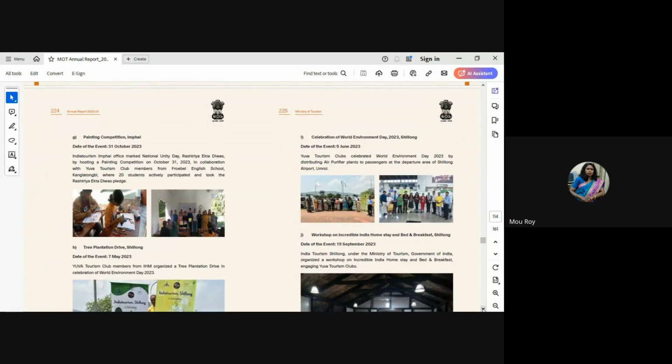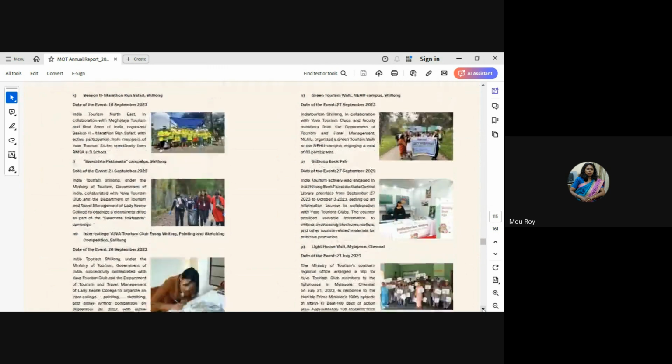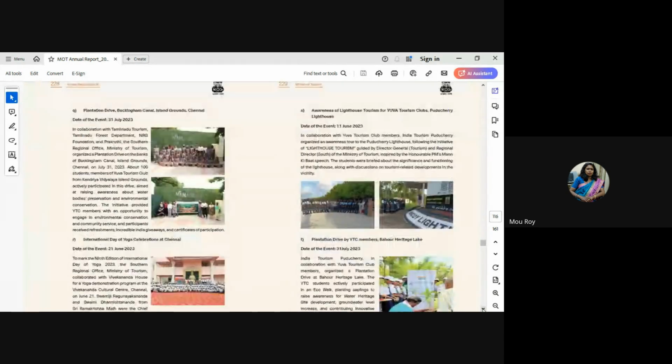We have a lot of these types of events, like during World Tourism Day. Different types of events are being organized by this ministry. Each state organizes different activities, competitions, like paintings, debates, and tree plantation drives. Then we have green tourism, because last year, in 2023, the theme was green tourism. Related to the topic, they organized these types of events. This time the theme was tourism and peace, so a lot of events were also organized in the country.